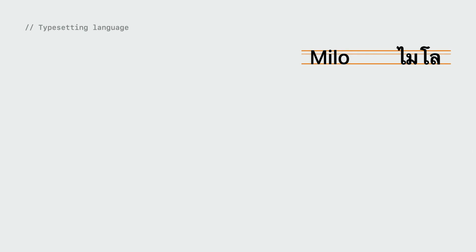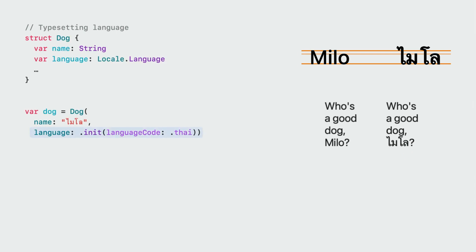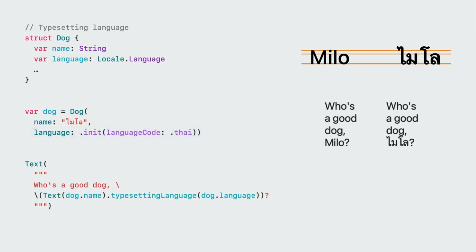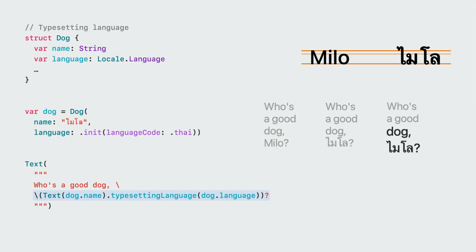We have another tool to help apps work great in multiple locales. Some languages, like Thai, use taller letter forms. When text from one of these languages is embedded in text localized in a language with shorter letter forms, like English, the taller text can be crowded or clipped. When we know that this might be an issue, for example, if our dog names were globally crowdsourced, we can apply the typesetting language modifier. This lets SwiftUI know that the text might need more space.